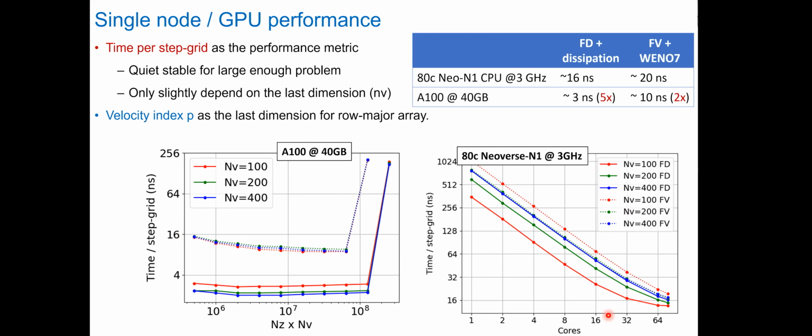And the right-hand side is the scaling test for the multi-core case. So for different methods, we can get from 2 times to 5 times speedup compared from one CPU node to one GPU. It is a great boost for our research.